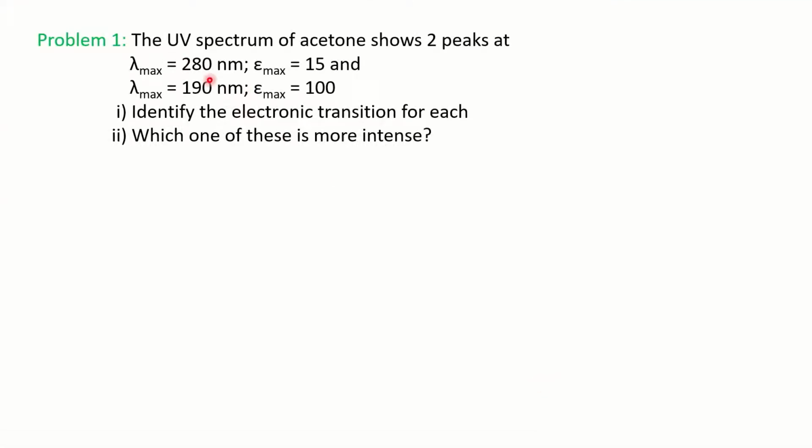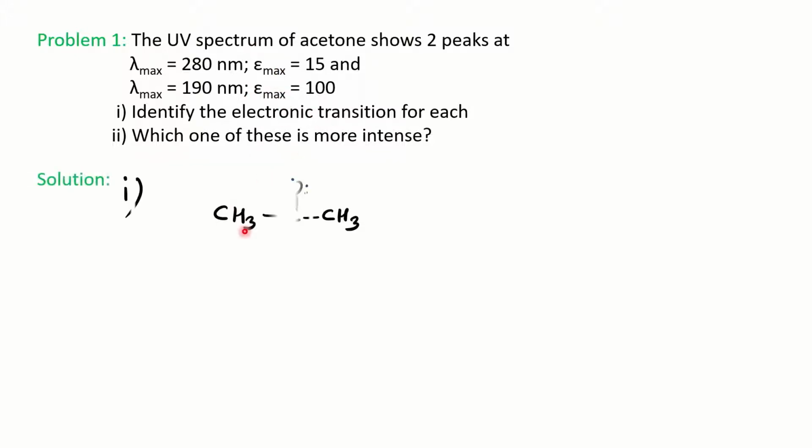So this is the very first problem for our today's discussion. As you can see, the UV spectrum of acetone is given here, where you can see a peak at 280 nanometer with the absorption coefficient value 15 and another peak at 190 nanometer with the absorption coefficient 100. And they are asking to identify the electronic transition for each peak and which one will be more intense.